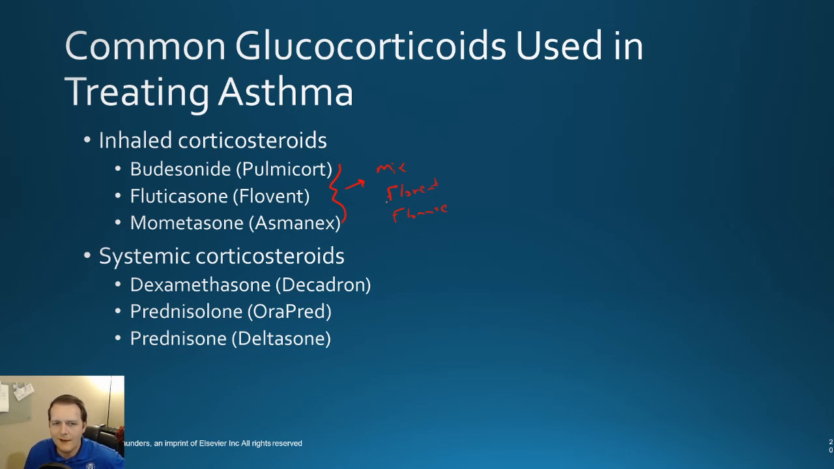For more severe exacerbations, say a patient's having an acute asthma attack, they require going into the hospital. This is where our systemic corticosteroids come into play here, things like dexamethasone, prednisolone, or prednisone.